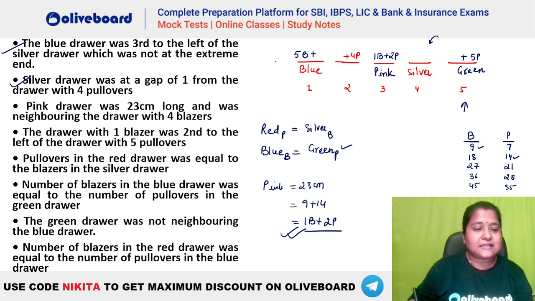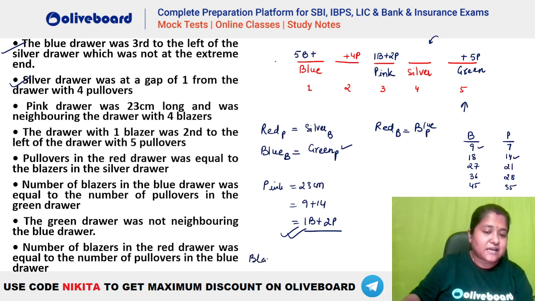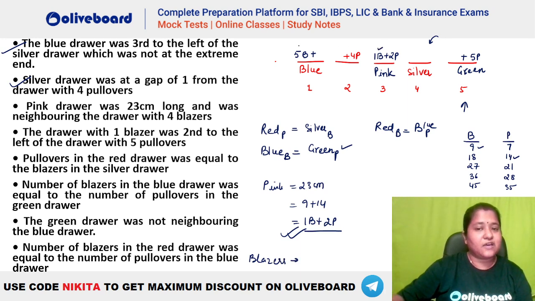After that, let's see what is remaining. The number of blazers in the red is equal to the number of pullovers in blue. So blue pullovers. That is, the number of red blazers is equal to the number of pullovers in the blue drawer here. So what are the possibilities here? Let's check. For blue, let's say blazers. What are the values that are remaining for blazers here? You can see we have utilized one blazer here. We have utilized five blazers here, right? Sorry, 1 and 5 are already utilized. That means we are remaining with 2, 3 and 4.